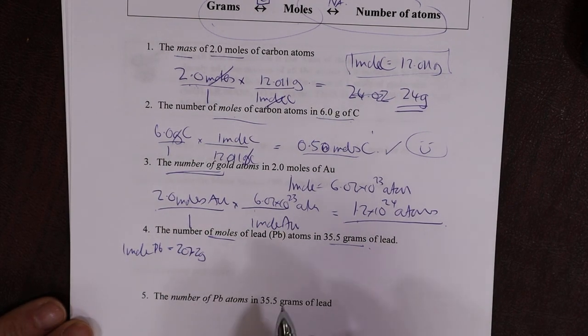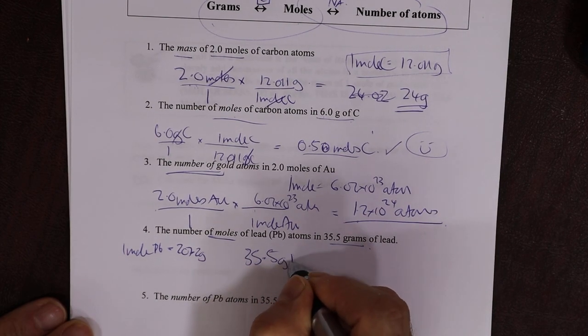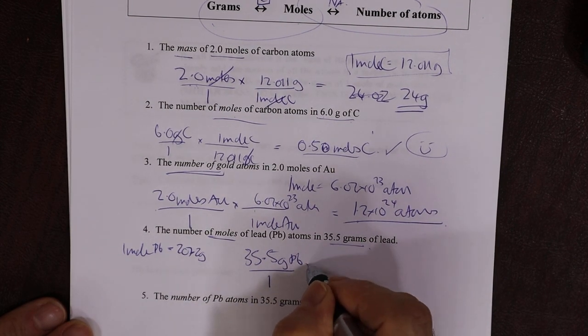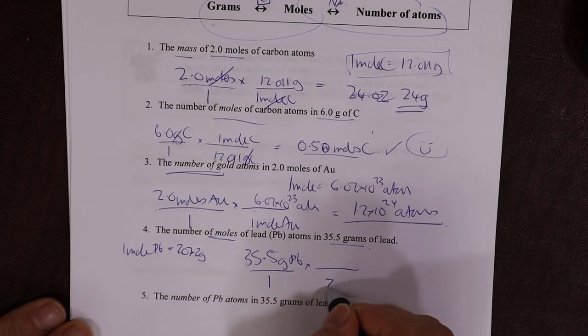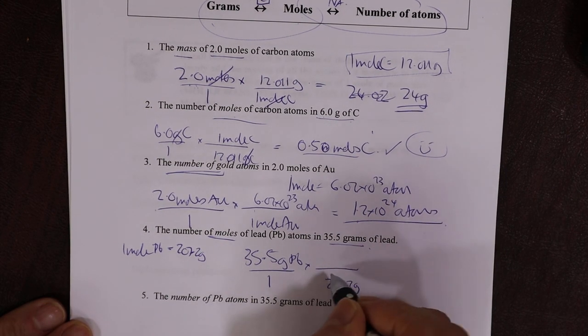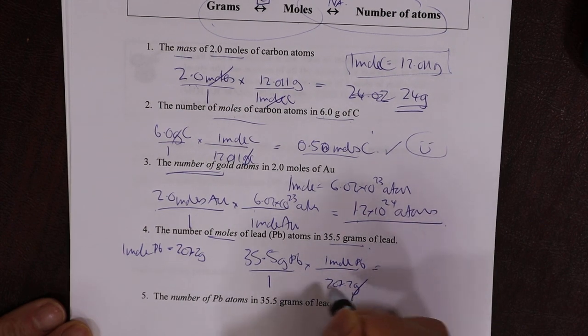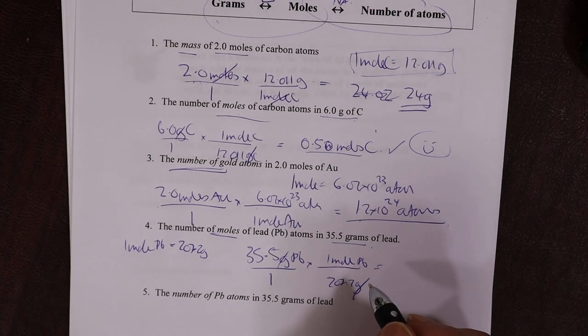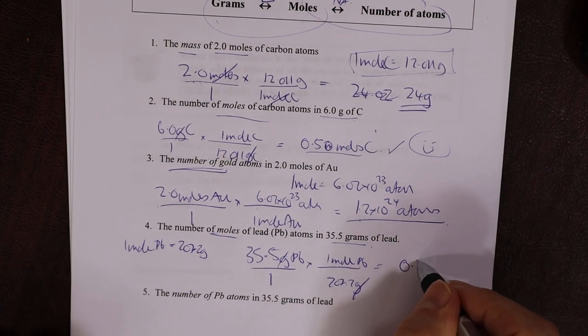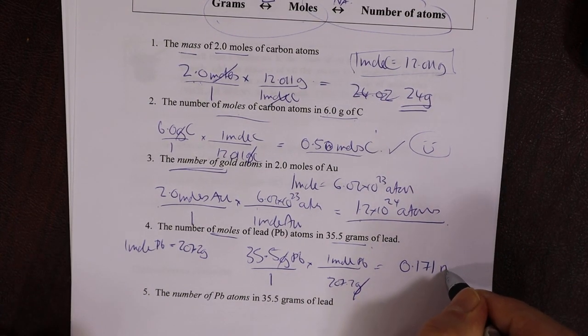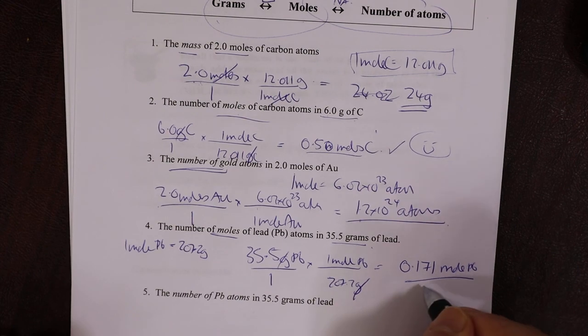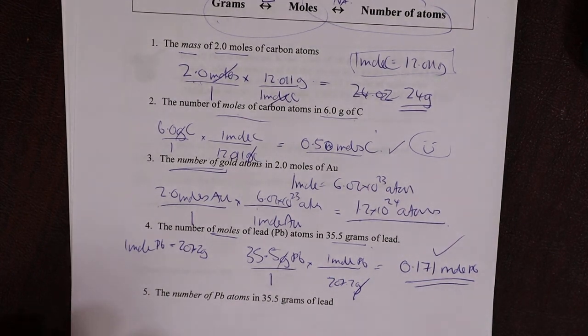So I've got 35.5 grams lead. That's going to be 3 sig figs times grams on the bottom. 207.2 grams is 1 mole. Units cancel. What do I get? 0.171 mole Pb. Fantastic.